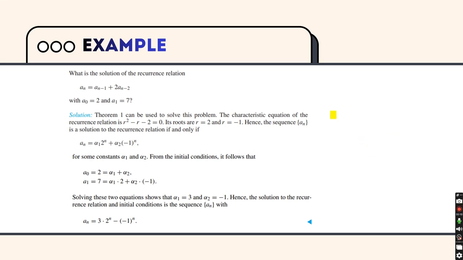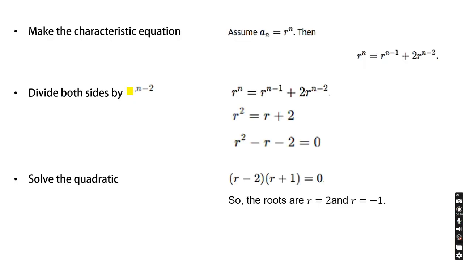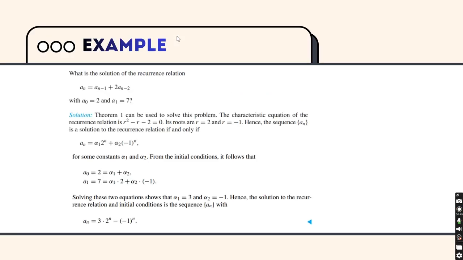So we have here an example. What is the solution of the recurrence relation a_n equals a_(n-1) plus 2a_(n-2) with a0 equals 2 and a1 equals 7? We will find the solution for this specific problem, which has two different roots based on Theorem 1. So first, what we're going to do is make the characteristic equation.